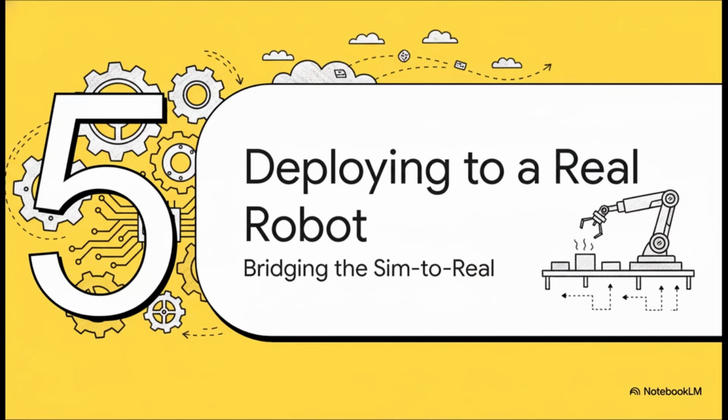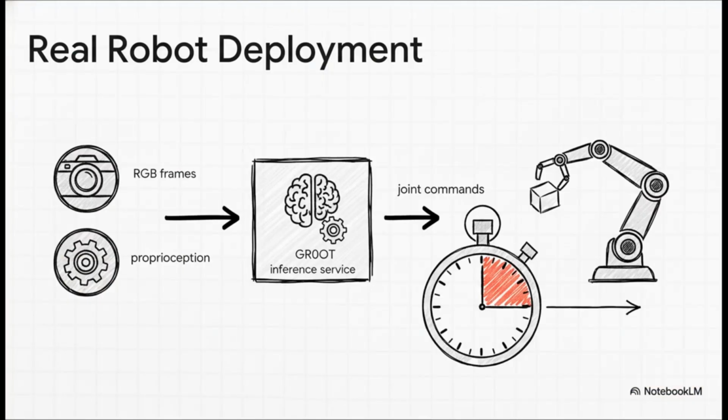All right, now for the final boss, running the GR00T policy on actual, physical hardware. Let's talk about how to bridge that sim-to-real gap. At a high level, deployment is really about connecting two pieces, the GR00T inference server and your robot's own controller. You're basically just going to pipe in the camera feed and the joint states, and GR00T is going to send back the motor commands. The one thing you have to watch like a hawk here is latency.